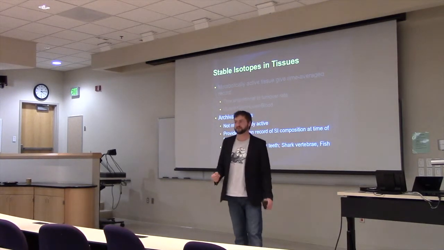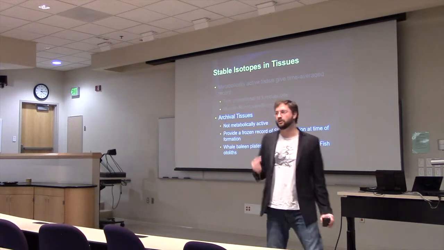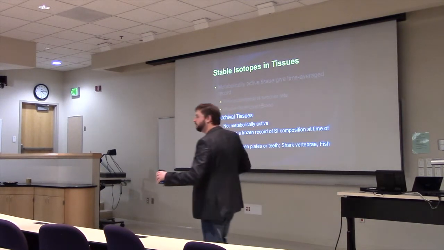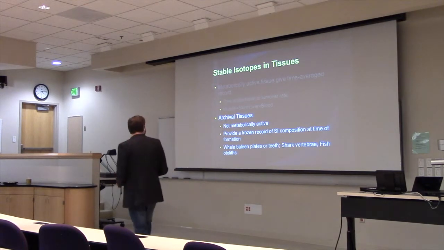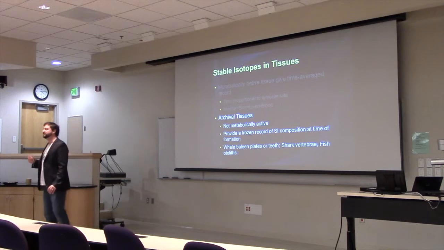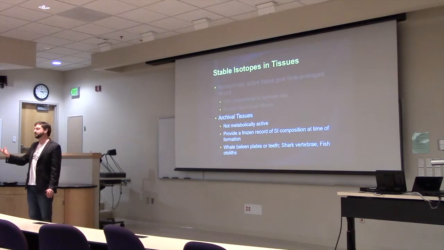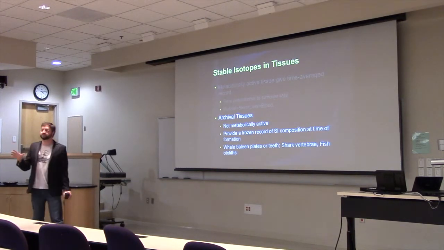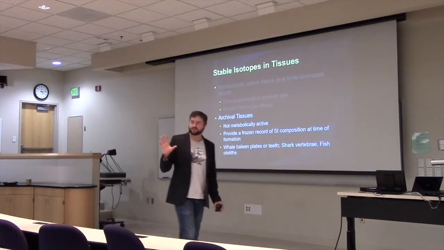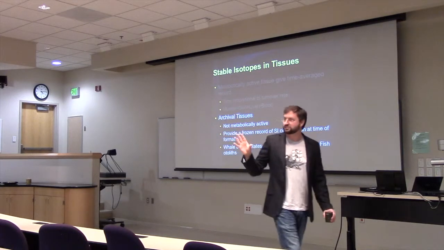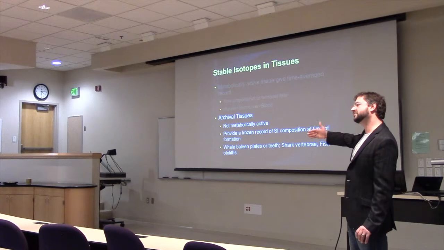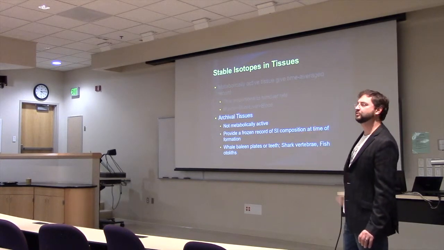Archival tissues are different in that once they are laid down, once they're formed, there's not any metabolic activity in them to turn over the atoms that are in that tissue. So what this means is that when they are formed, it's going to give you a snapshot of the stable isotope ratios of the diet of that animal, maybe slightly altered, like what we were saying with nitrogen, that you get this change. So there might be some change, but it's going to give you a snapshot of what was happening in that animal at the time that tissue was formed.